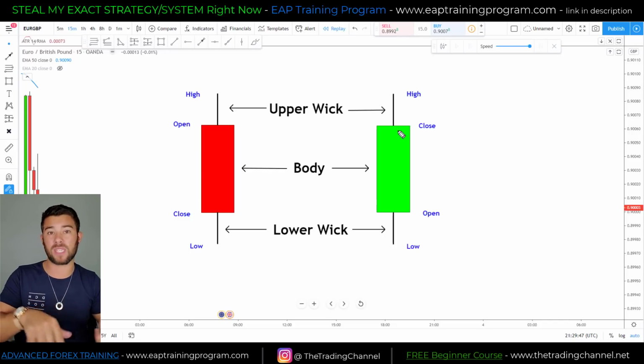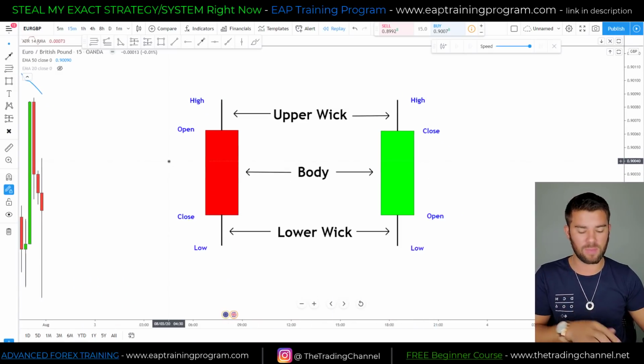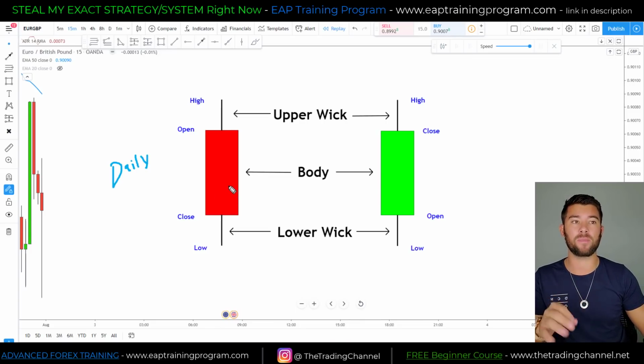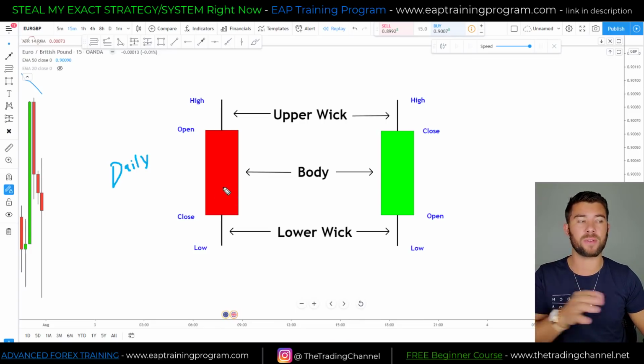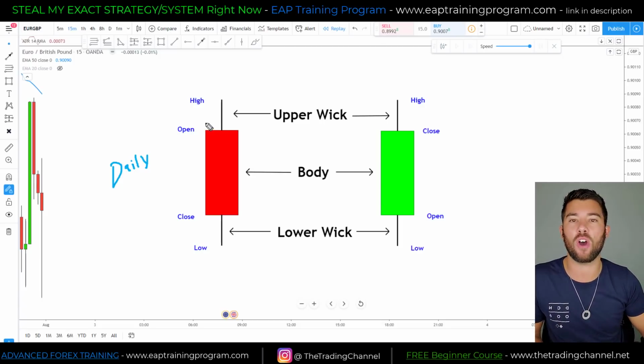We're going to take a look at a couple of examples on a chart in just a second, but first let's go over a red candlestick. Same thing. Let's assume we're on a daily chart here with a big red candle, and the only difference between it and a green candlestick is that we switch the open and the close.